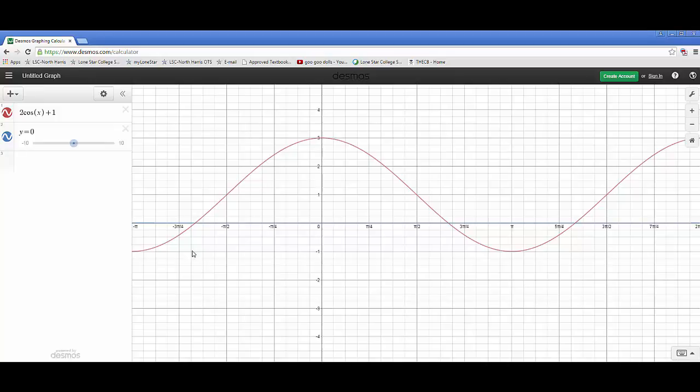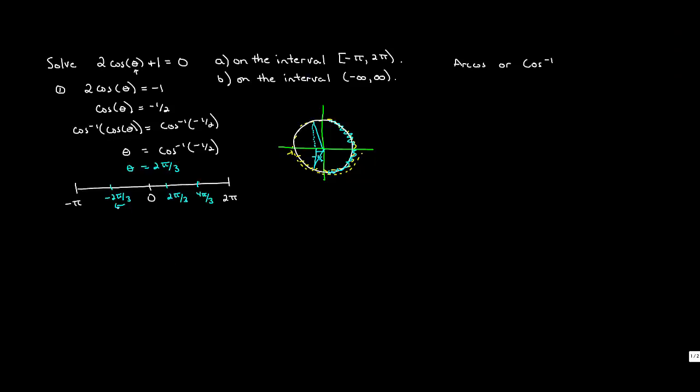So what we want is where the blue line and the red line cross. Well, there's one, and there's another. And so notice that negative 2 pi over 3, 2 pi over 3, and 4 pi over 3 are the answers.